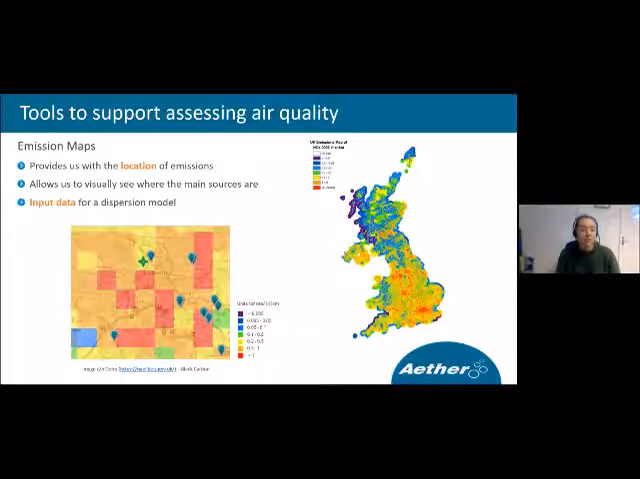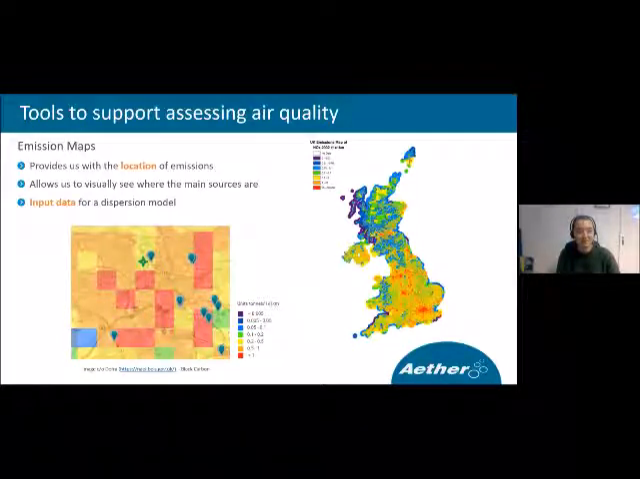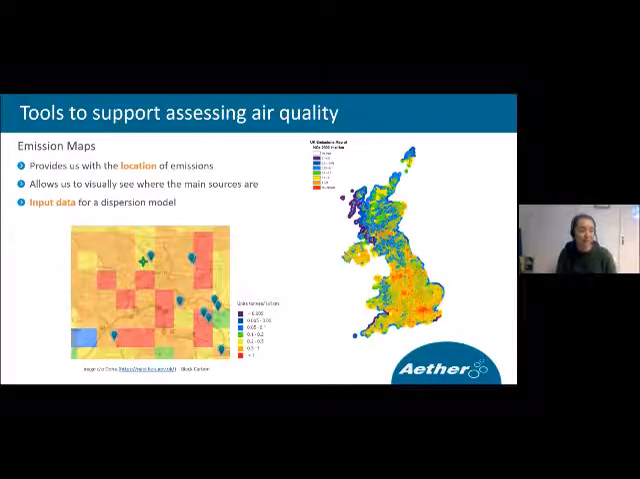And the graph on the right is UK based, with similar 1 kilometer grid squares in tons. This is for 2002, and it's emissions from NOx. As you would expect, in the central London area, it's very red, indicating high emissions of NOx in that region.